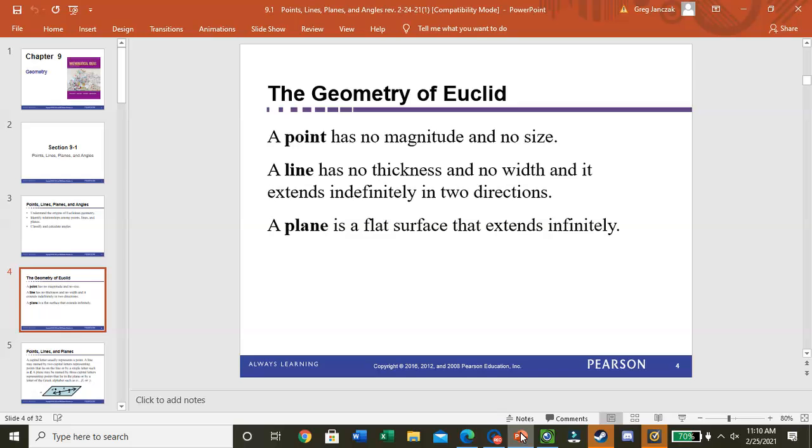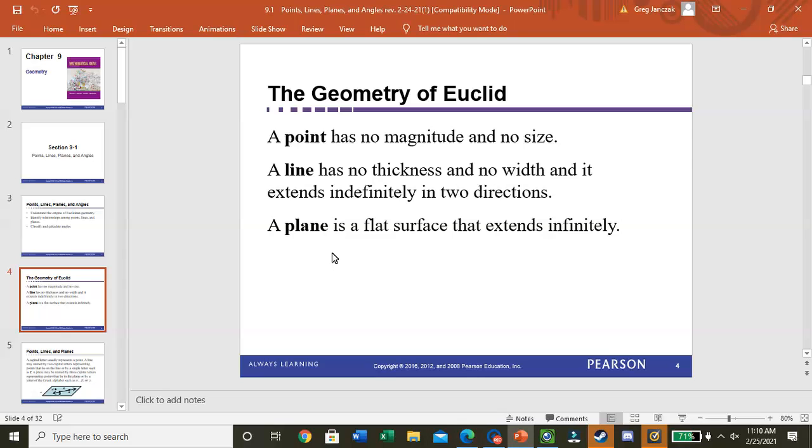Here, a point has no magnitude and no size. So in other words, if you look on your GPS or map and you see a dot, that's not to scale, it's just a location. So a point is really just more of a location, something to focus on. A line has no thickness, the width extends indefinitely in two directions. Okay, so a line is going to be different than a line segment. We'll get into that later.